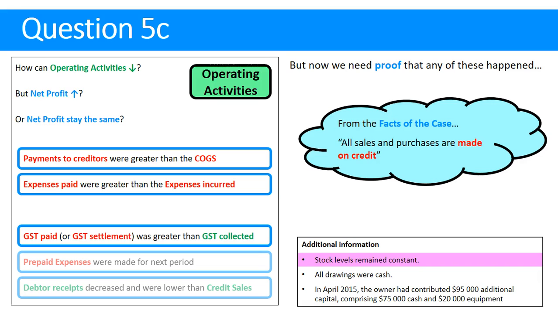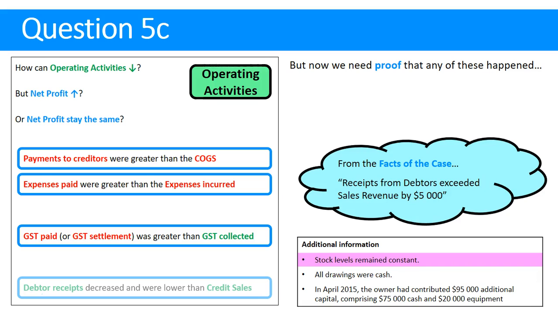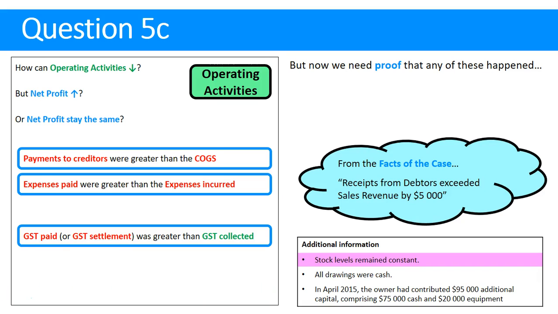GST paid on settlement was greater than GST. Now we don't really have any info to contradict that, so that could be something we could use. Prepaid expenses, there was no proof, so there was nothing in our balance sheet about prepaid expenses, we'll get rid of that. And lastly, debtor receipts is an interesting one. From the introductory sentence in the facts of the case, receipts from debtors are actually higher than revenue. So that would not explain what happened. Debtor receipts can't have decreased and been lower than credit sales because it actually says receipts from debtors were higher than sales revenue. So I'm going to get rid of that too.